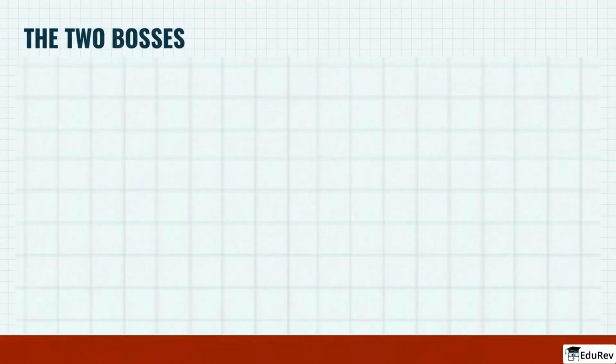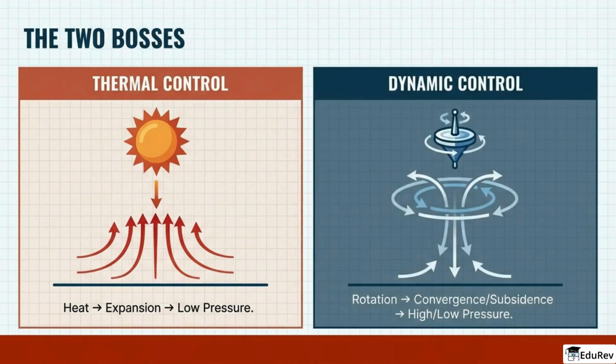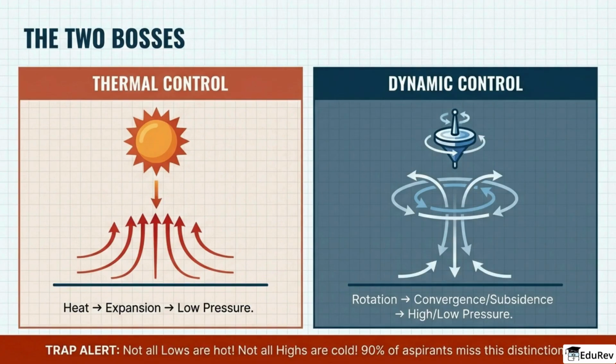Now separate the two drivers clearly: thermal and dynamic. Thermal control is straightforward. Heating causes expansion, density decreases, air rises, and surface pressure drops. Cooling causes contraction. Density increases, air sinks, and surface pressure rises. Dynamic control is different. Air may rise not because it is hot, but because it is forced upward by convergence or collision. If you cannot distinguish thermal from dynamic belts, you will misinterpret statement-based questions.